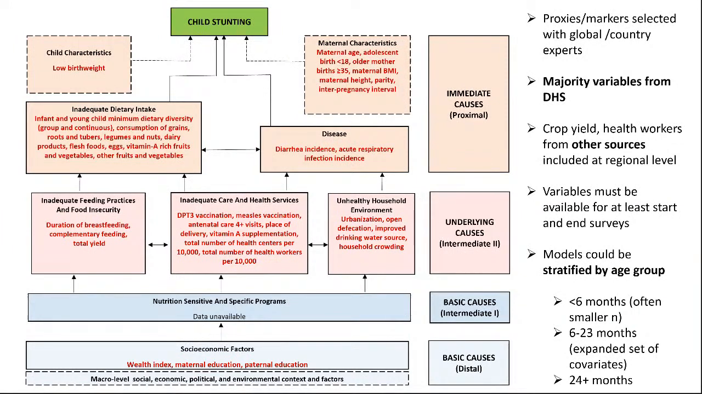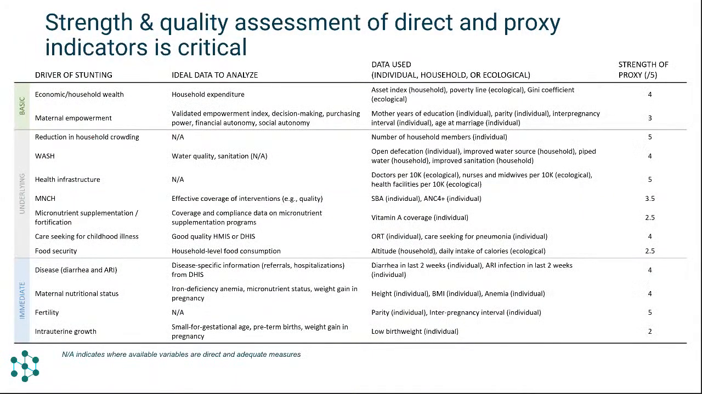And I'll show you our results for the under 5 population and the 6 to 23 month analyses that we did for Ethiopia. Just wanted to flash this up really quickly. We did do a quality assessment looking at how good the proxies were in terms of their missingness, how good they were as proxies of the phenomenon that they were intended to measure, whether we felt the quality was adequate.